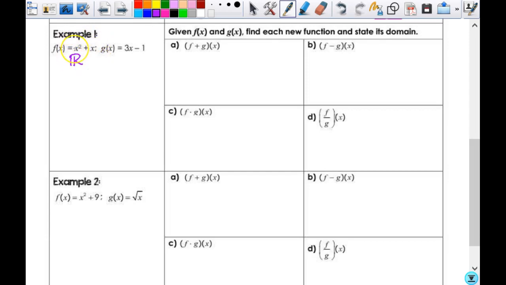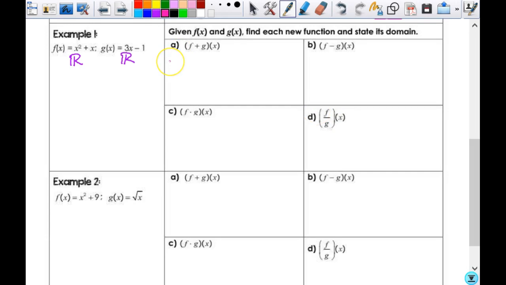Because when I graph this, what is this thing when I graph it? What's the parent function? Quadratic. And what's the parent function here? Linear. So what's the domain? All real numbers, right? So the intersection of those two domains is all real numbers. So whatever the intersection is, that's the domain for A, B, and C. We're going to have to look at it a little bit further in D. So let's start with A.